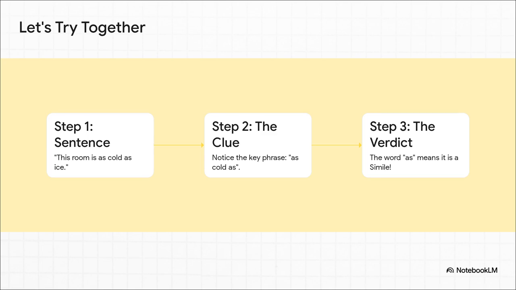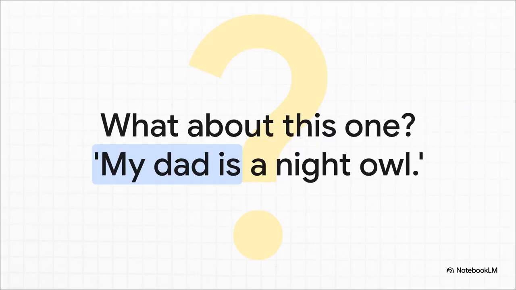Okay, so what's our clue? It's that phrase, as cold as. That little word as is our giveaway. It's connecting the coldness of the room to the coldness of ice. So, the verdict? That's a simile. See? Easy, right? Okay, now you're up.